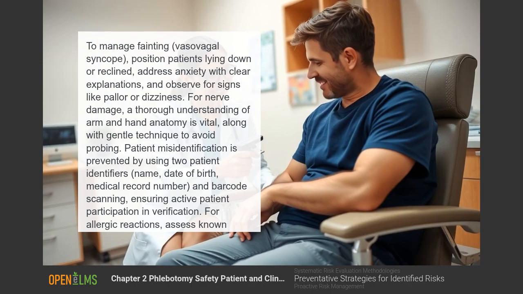To manage fainting, vasovagal syncope, position patients lying down or reclined. Address anxiety with clear explanations, and observe for signs like pallor or dizziness. For nerve damage, a thorough understanding of arm and hand anatomy is vital, along with gentle technique to avoid probing. Patient misidentification is prevented by using two patient identifiers, name, date of birth, medical record number, and barcode scanning, ensuring active patient participation.